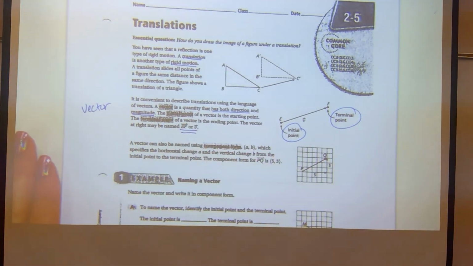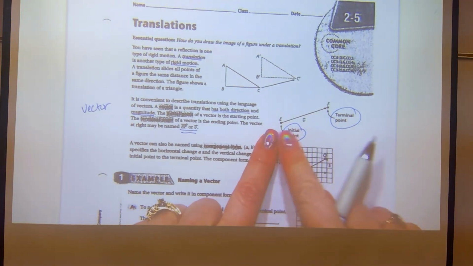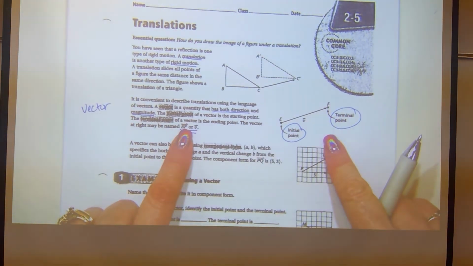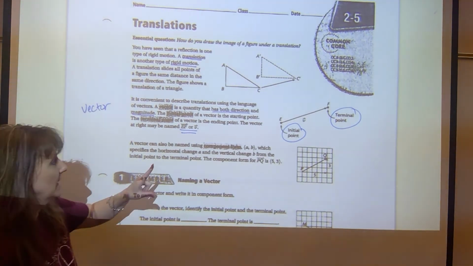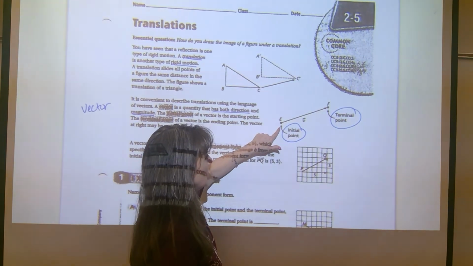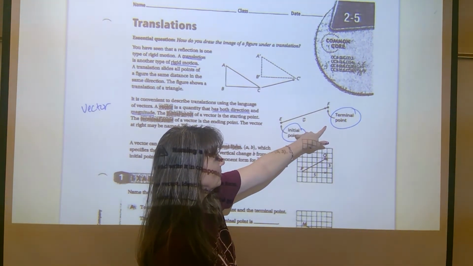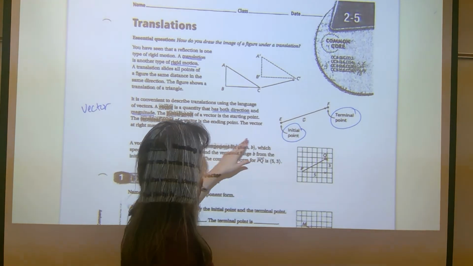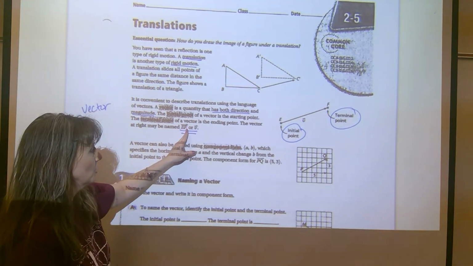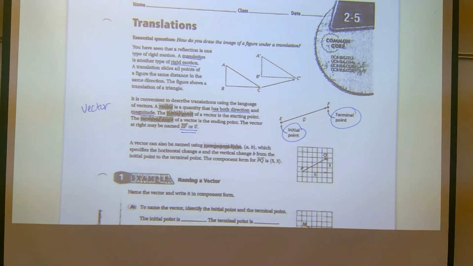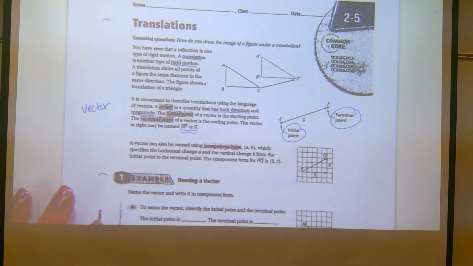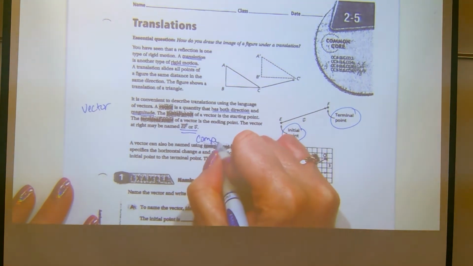And there's 2 different ways to name this vector. I can name it vector EF with that half arrow drawn up above, or vector V with the half arrow drawn up above. That half arrow symbol is the symbol for vector. I could not name this vector FE because that would change the terminal point and the initial point. You always name it from initial to terminal point so that the directionality is given by the name of the vector. Another way to name a vector is to use what we call component form.